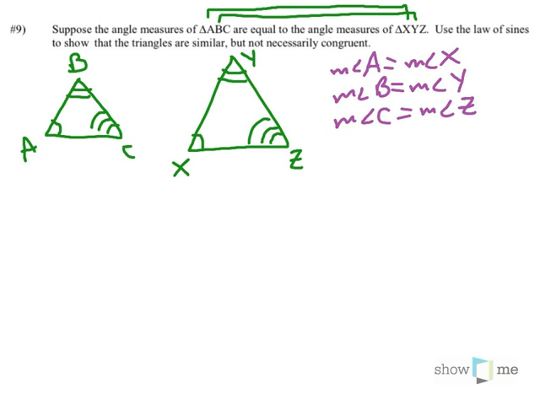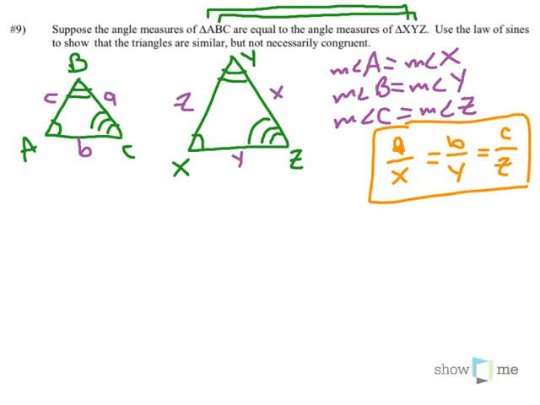To show that they're similar, we need to end up with the following. I'm labeling opposite sides with the same letters but lowercase. We need to end up with a over x being the same as b over y, which is the same as c over z. If we can accomplish this, then we've done what the problem's asked us to do. So how can we do this?